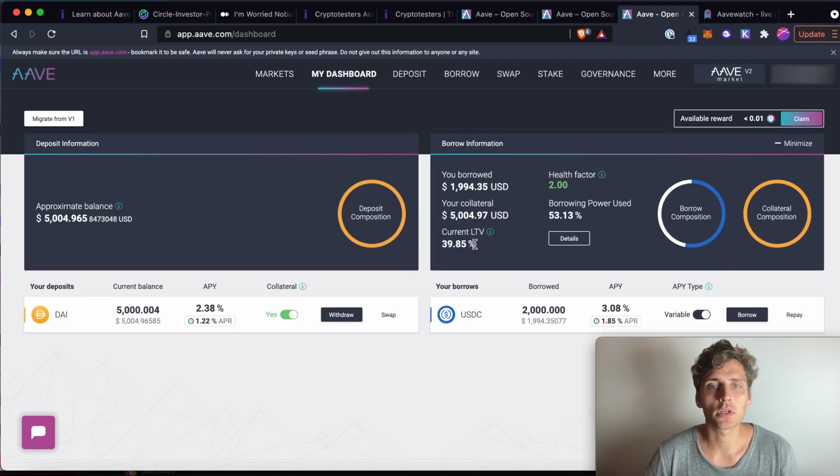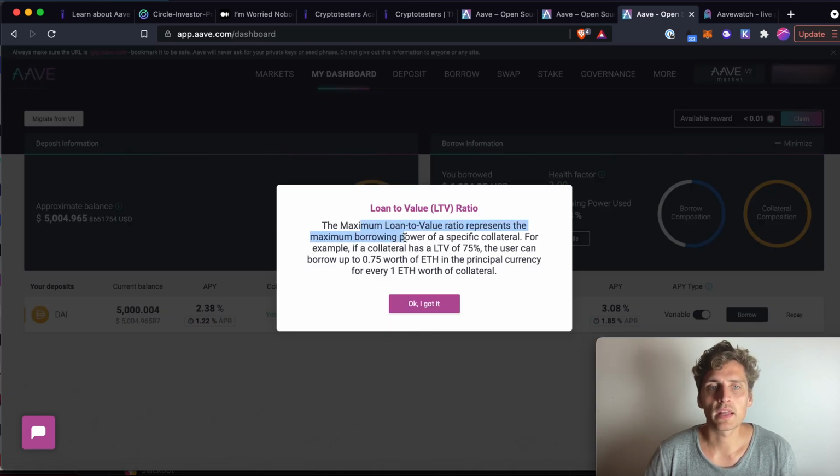And you see your current LTV ratio, loan to value ratio, which represents the maximum borrowing power of a specific collateral. There's an example here.